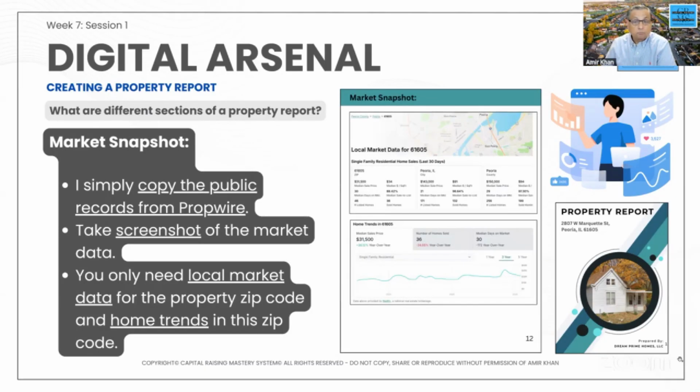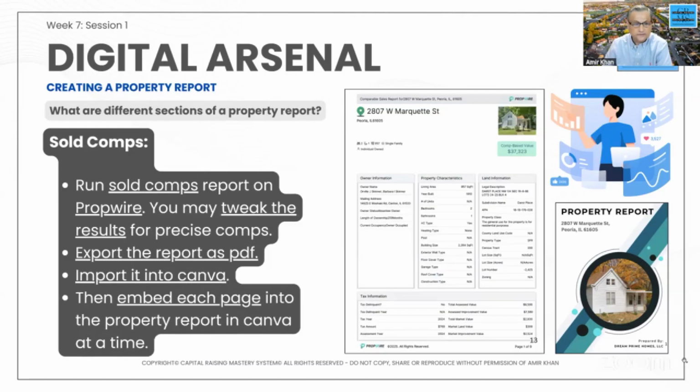And then I have market snapshot. So PropWire does a great job giving you an idea of, in this specific zip code, what is the median price of a home, what is the median square footage. So I really take a screenshot of the local market data and then of the home trends. That's all you really need. So again, you're kind of giving a little idea to your investor what this market looks like.